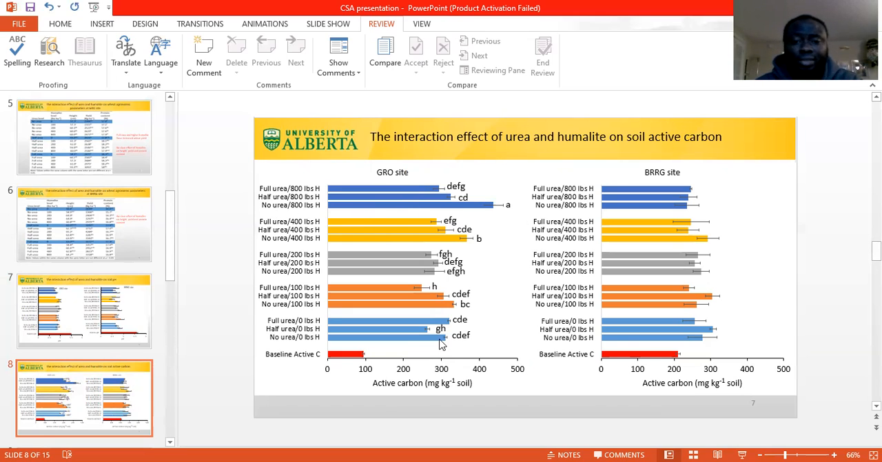And so even with that, we can see that the no humalite application had almost similar results with the humalite treatment. And so therefore, we didn't see any much significant effect of humalite on soil active carbon. With respect to BRG site, we didn't see any significant difference between the treatments.